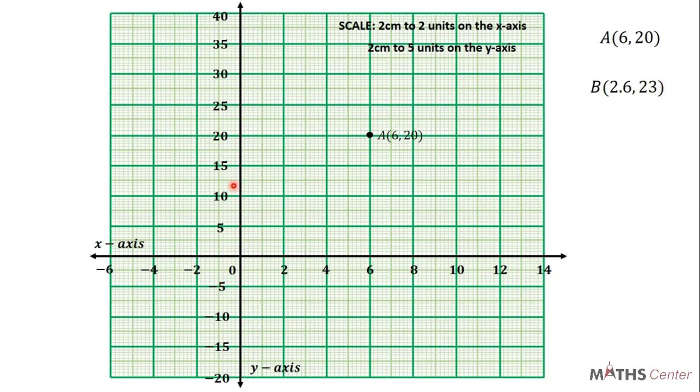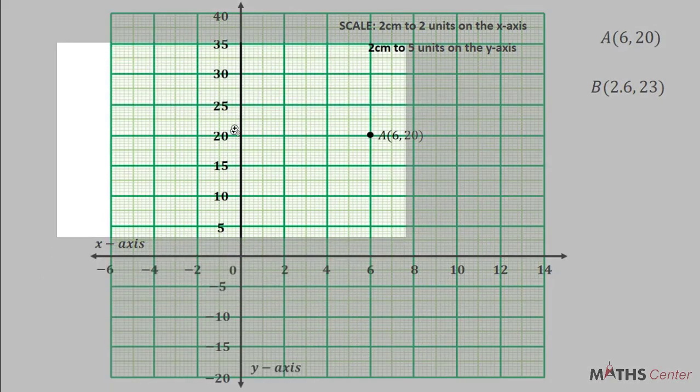To find 23 on the y-axis, we will need to find the value of each division on the y-axis. The scale on the y-axis is 2 centimeters to 5 units. So we will have to divide 5 units by 10. 5 divided by 10 will give us 0.5. So it means that on the y-axis, each division is 0.5. We are looking for 23. So we will go to 20 and we start counting until we get to 23. Remember that each division is 0.5.